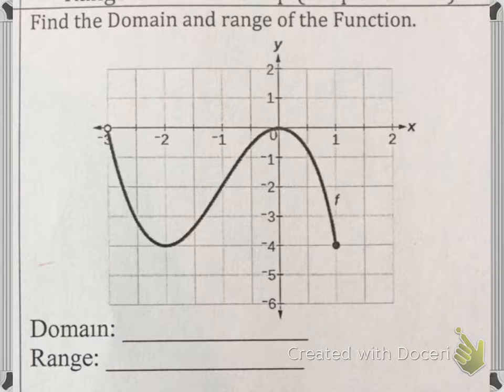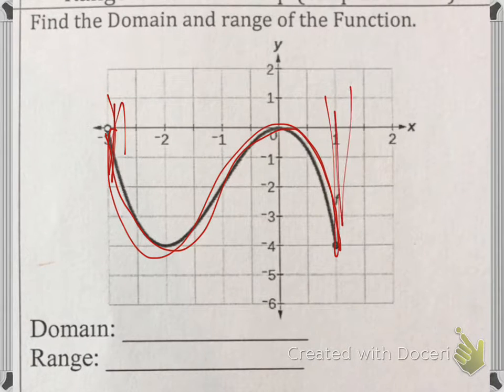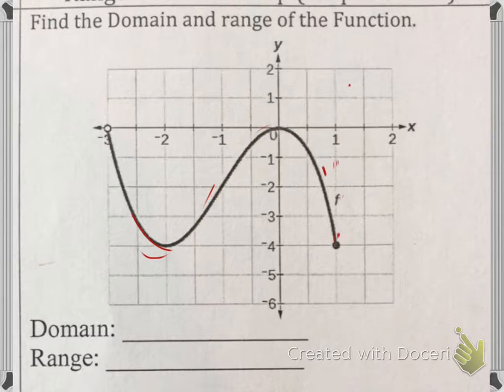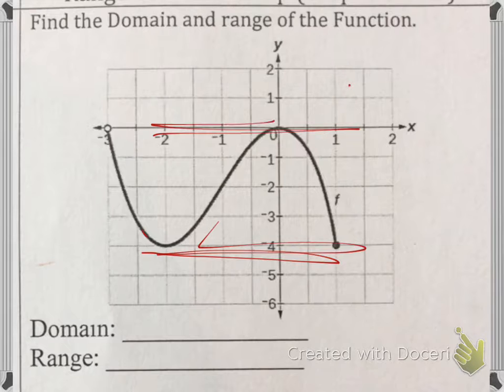Okay. This one says find the domain and range of the function. So this time, this is a continuous curve. Every value between here and here is taken care of. It's all been continuous from the start to the end. And the same thing happens from bottom to top. From the bottom to the top, it has also been continuous. There's no holes in that graph from bottom to top.